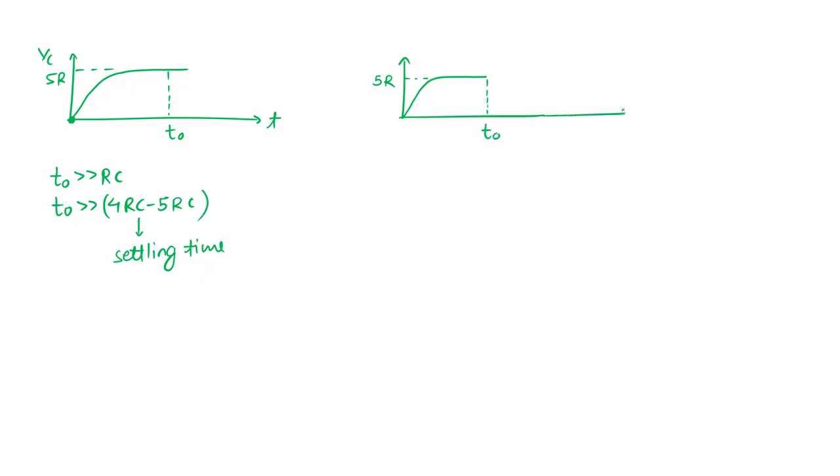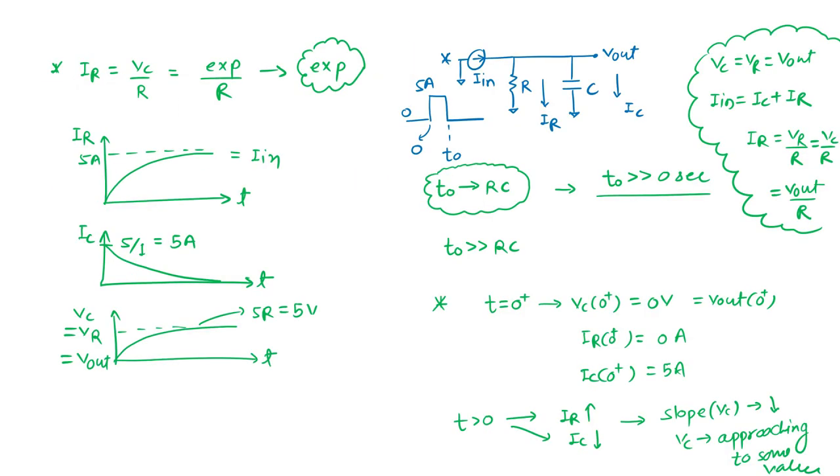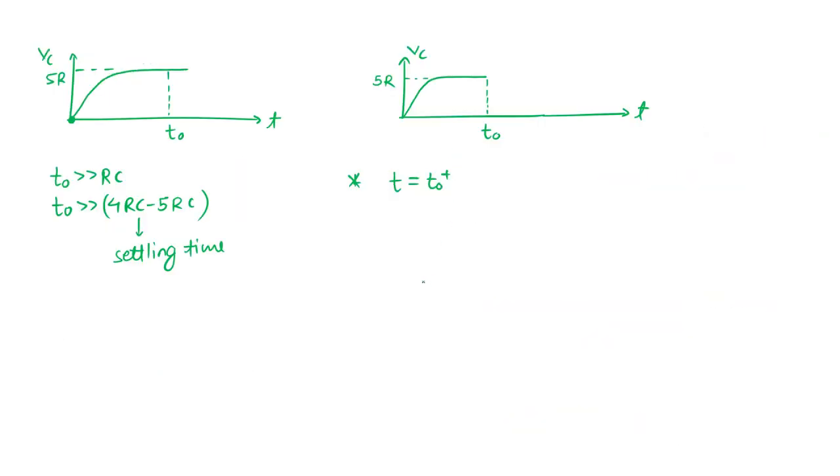And after that, what is happening? We have to see. This is my VC. What is happening at t equal to t positive? We are removing our excitation, simply meaning we are making the current zero, which means that is an open circuit. We are coming back from 5 ampere to 0 ampere. It means we are opening the circuit. R C. Okay.